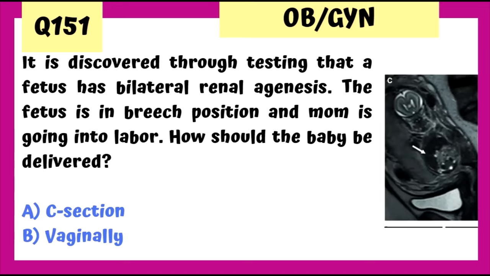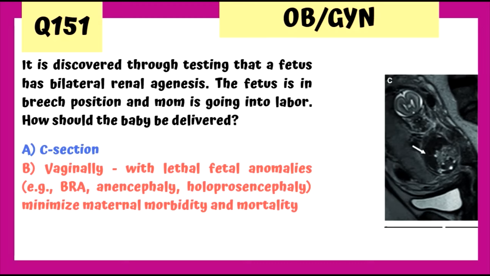Question 151, it is discovered through testing that a fetus has bilateral renal agenesis. The fetus is in breech position and mom's going to labor. How should the baby be delivered? Vaginally. We don't try to do C-section because they increase risks, and there's no point because the baby has a lethal fetal anomaly, right? It's not going to live more than a few hours anyway. Other conditions like anencephaly and holoprosencephaly have the same status.